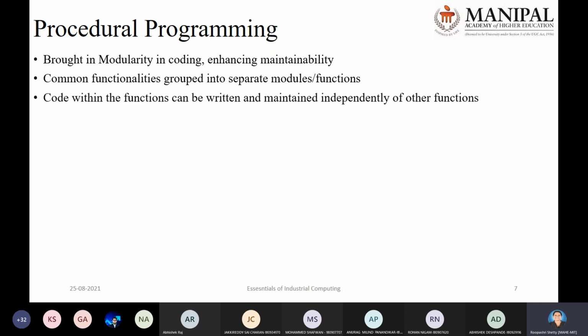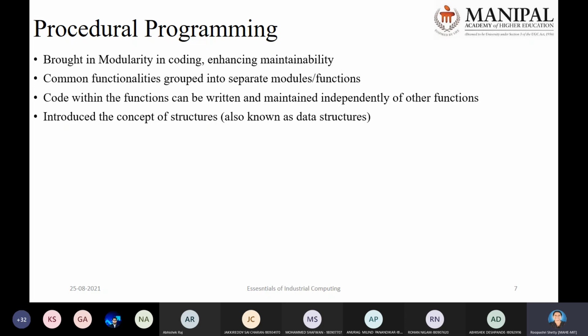The code written within a function can be written and maintained independently of other functions. That is why I gave you the example of one function for finding the factorial and one function for finding the prime numbers. You can see their purposes are different, right? The factorial function just computes the factorial, and the prime function just computes the prime number. Their functionalities are independent of each other. When the functionalities are independent, the data is independent of each other. That is the advantage of procedural programming.